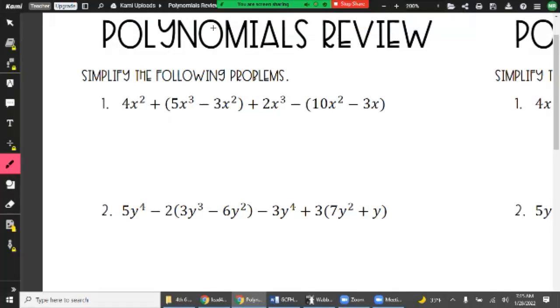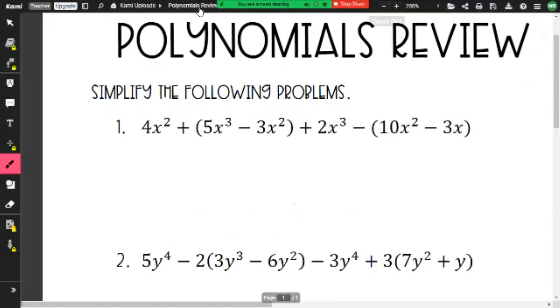Okay, so this is just a super quick review before I give you the actual test review, so you'll be ready, prepared for Monday's test. Okay, the first couple of problems say simplify the following problems. You need to know when you have to multiply, when you have to combine.